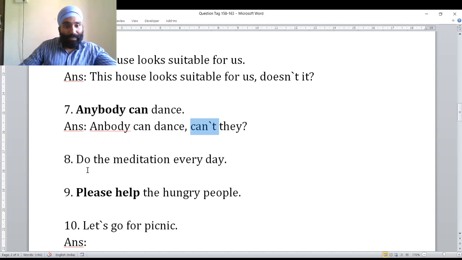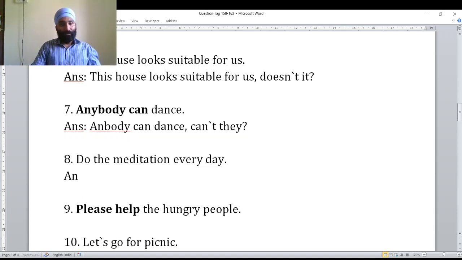Next example, let us see. Do the meditation every day. This is another type of sentence. It is an imperative sentence. It is either giving you an order or giving advice. So how to add a question tag for this sentence?